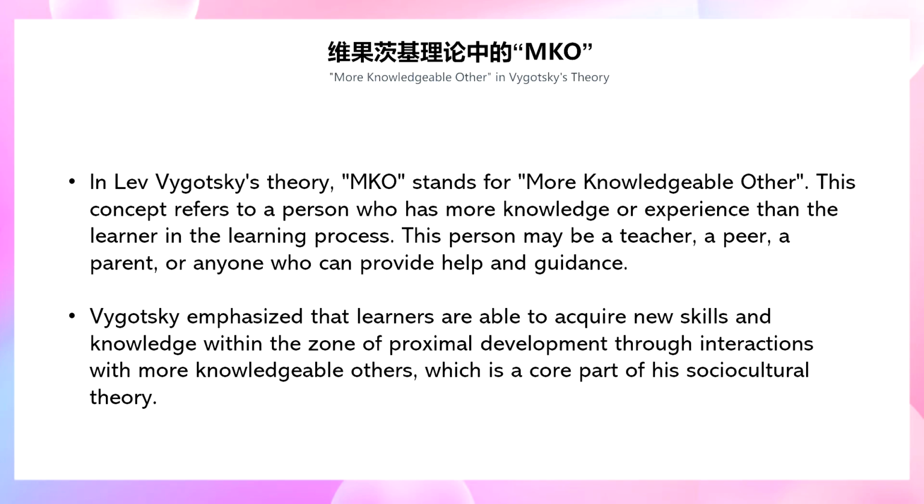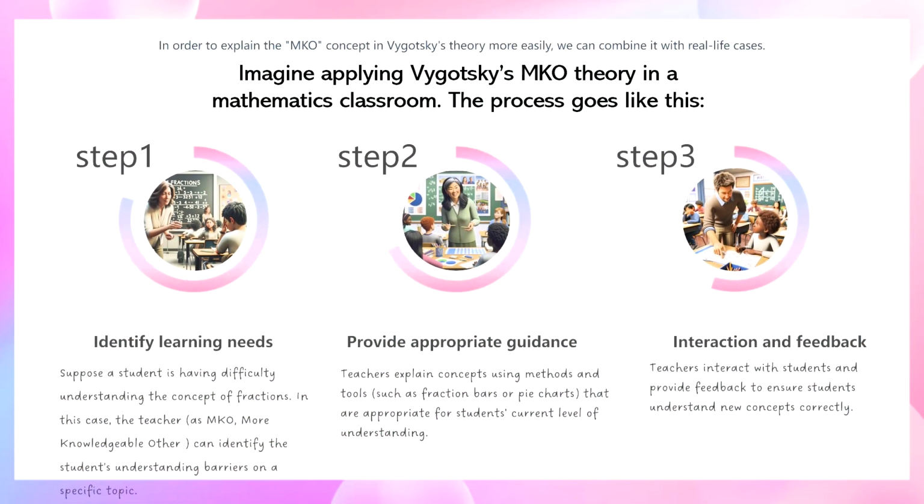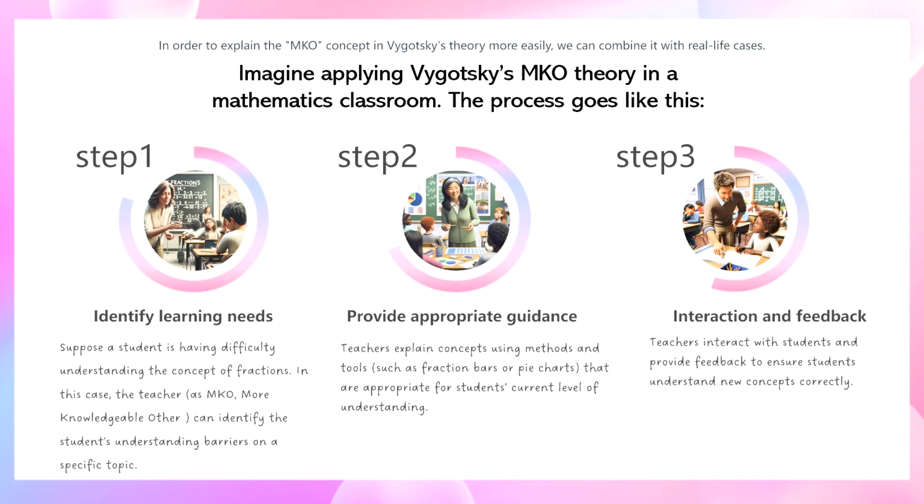Vygotsky emphasized that learners are able to acquire new skills and knowledge within the zone of proximal development through interactions with more knowledgeable others, which is a core part of his sociocultural theory. In order to explain the MKO concept more easily, I think I should combine it with real-life cases. Imagine applying Vygotsky's MKO theory in a mathematics classroom.